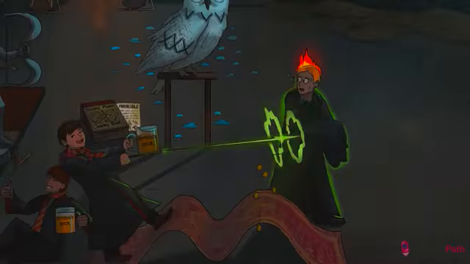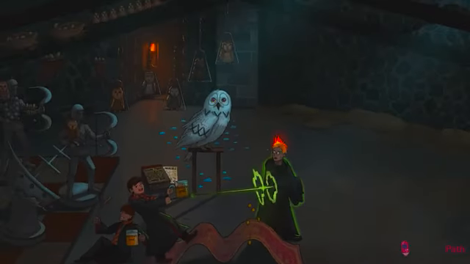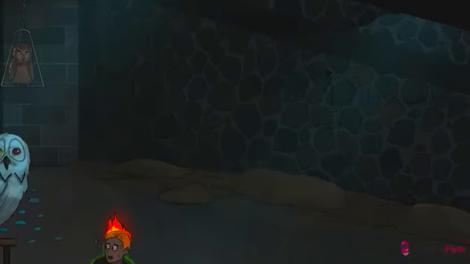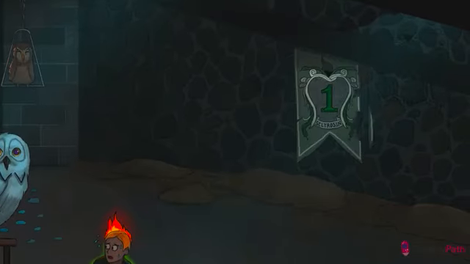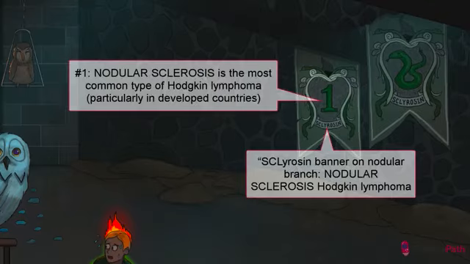Well, that's about it for the general characteristics of Hodgkin lymphoma. Let's now dive into the different subtypes, spending a bit of time on the features that make each subtype unique. We'll begin with the most common subtype of Hodgkin lymphoma, nodular sclerosis, which comprises about 75% of cases.